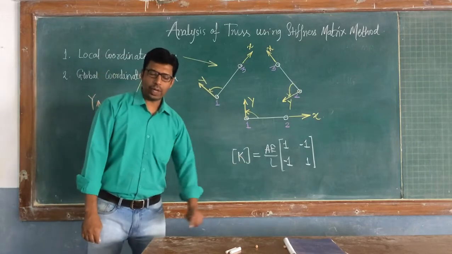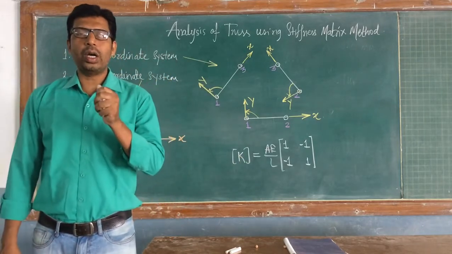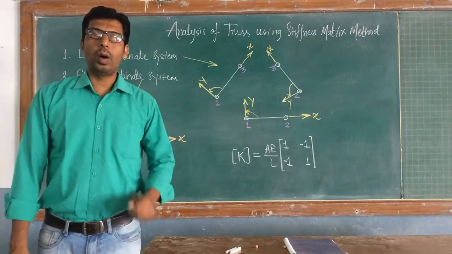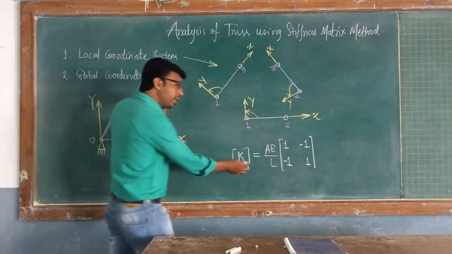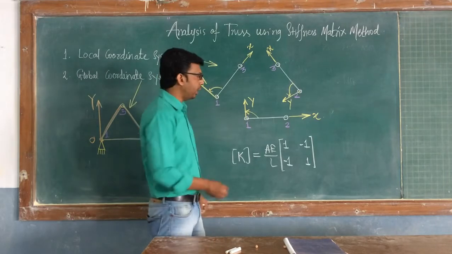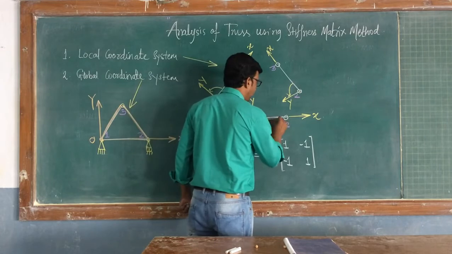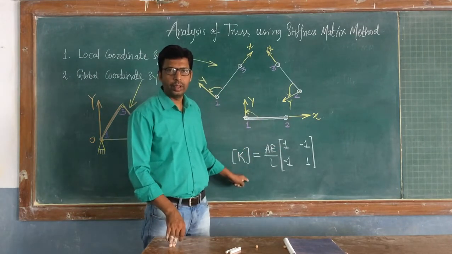This was the standard stiffness matrix of bar. Now, for which condition or for which member of the bar have we derived the stiffness matrix? While deriving the stiffness matrix, we have considered the bar like this, horizontal. This orientation of bar was considered.